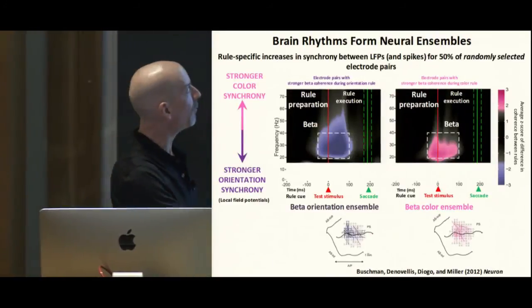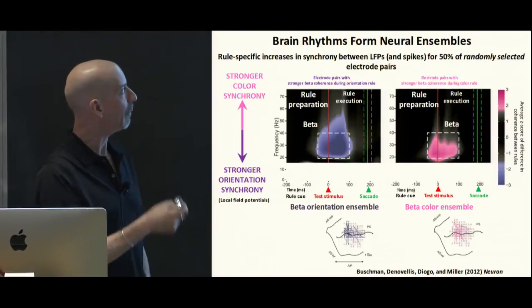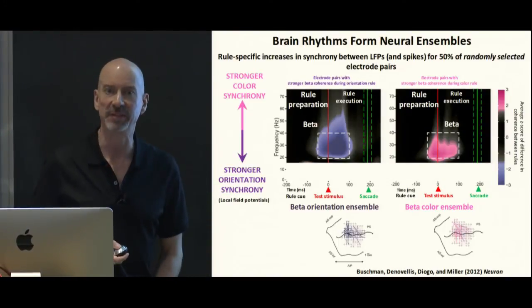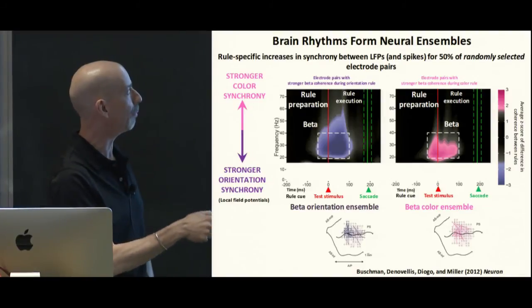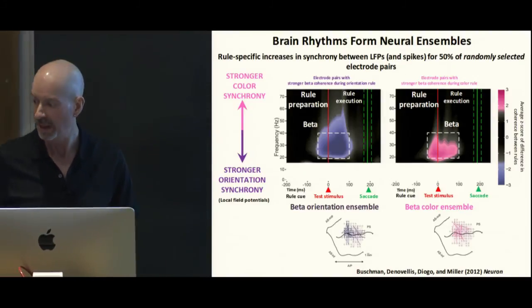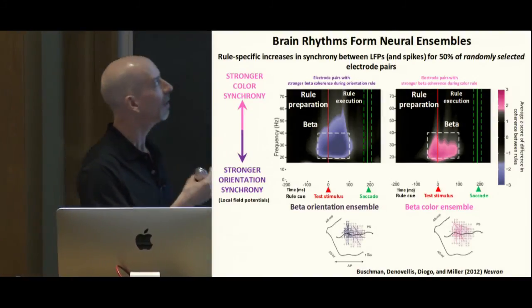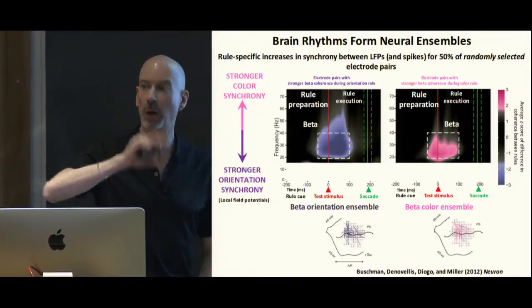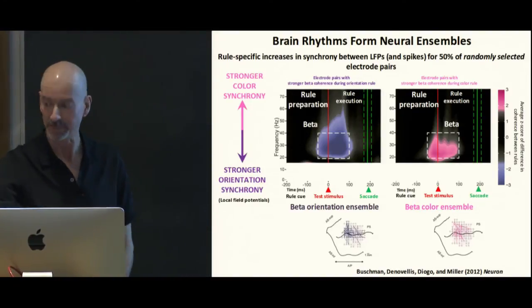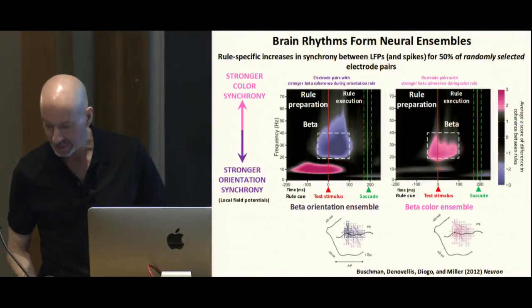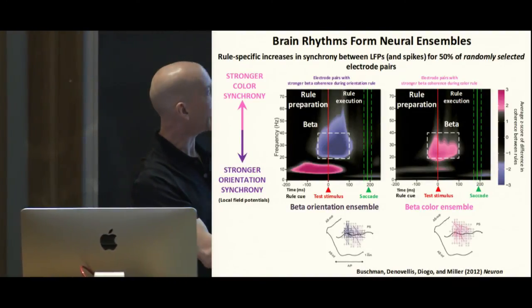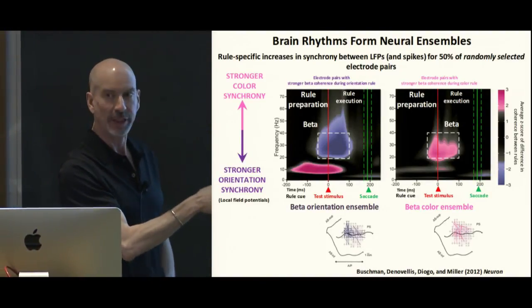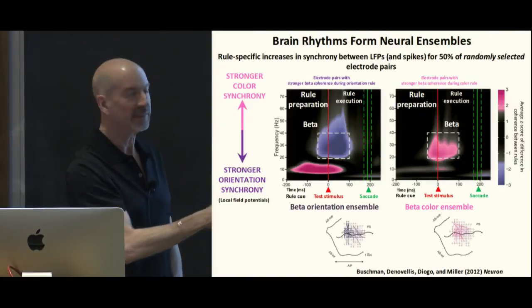Well, so now we're going to focus on the rule preparation period. And some of you who are fans of oscillations in the brain may have noticed I blanked out the lower frequencies here. That's because we found something in the rule preparation period in the lower frequency range, in the alpha range. And what we found is that only one of the ensembles showed alpha synchrony during the preparation period. The other ensemble did not.